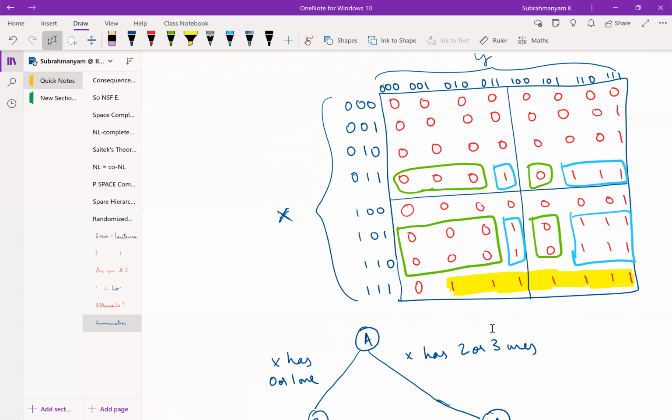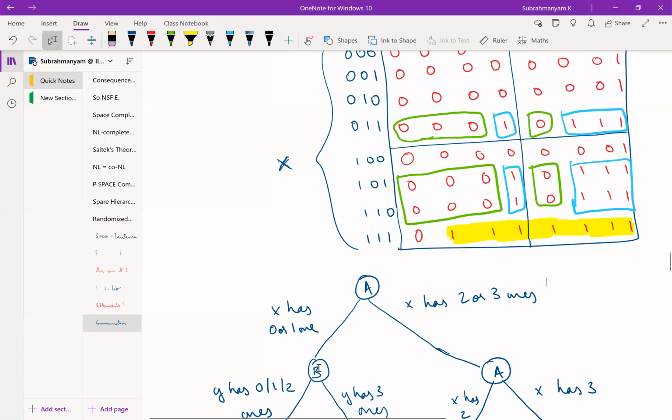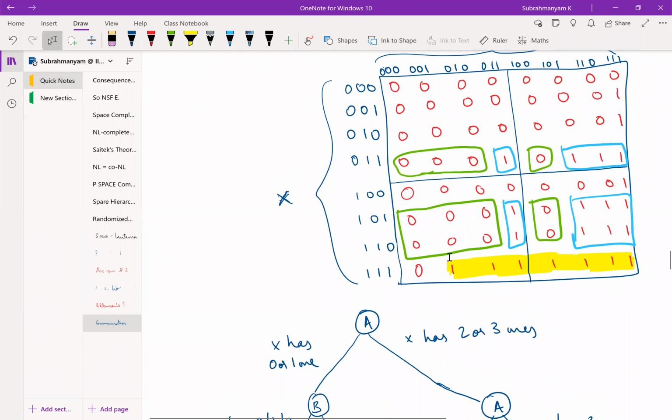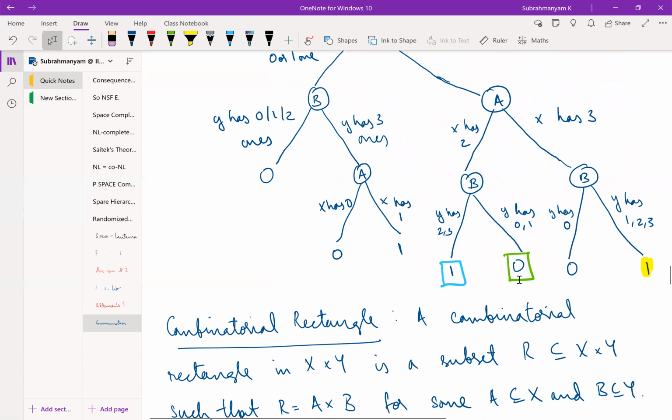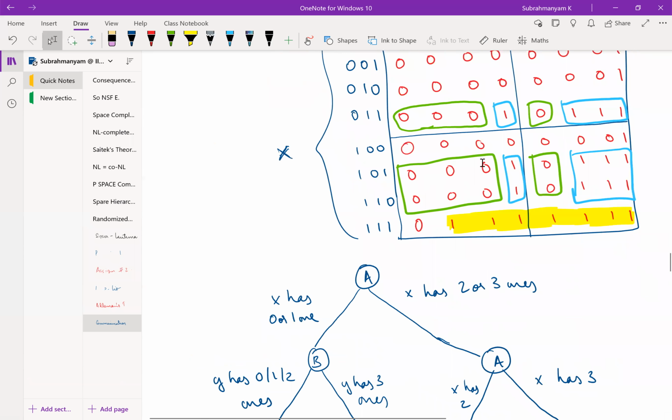In fact, in any protocol tree, all these nodes correspond to rectangles, and the leaves correspond to what are called monochromatic rectangles. Monochromatic means the function values should be the same in the leaves. So here, in this leaf, the function value is all zeros, and you can see that the function value is all zeros.